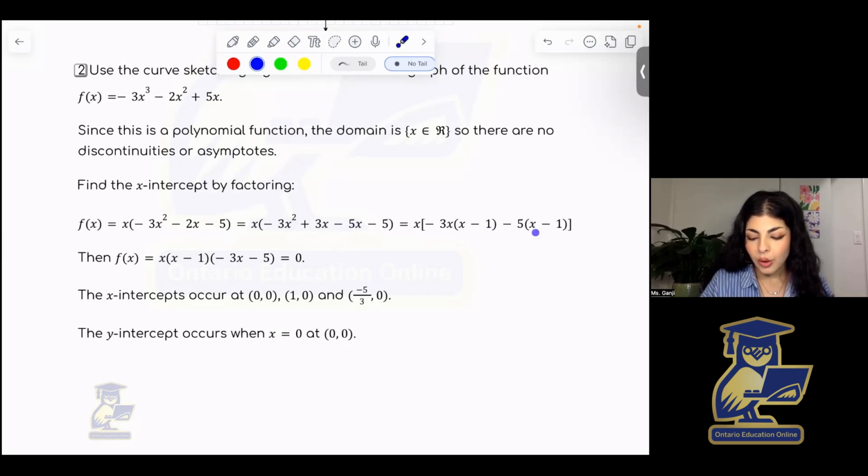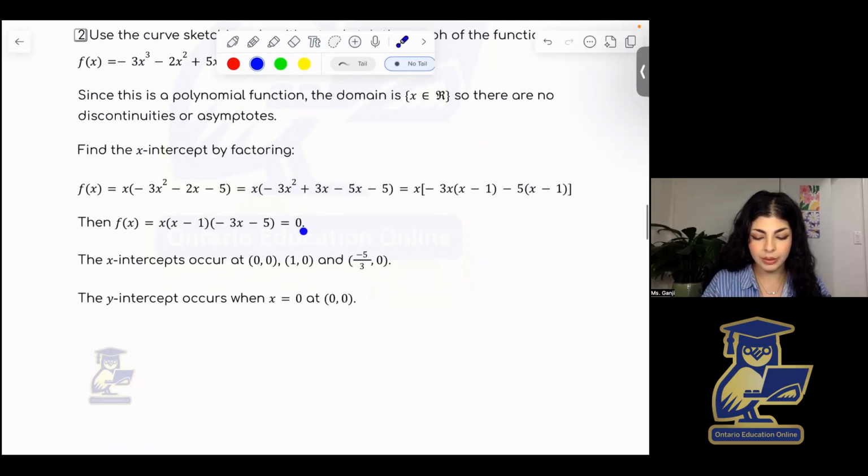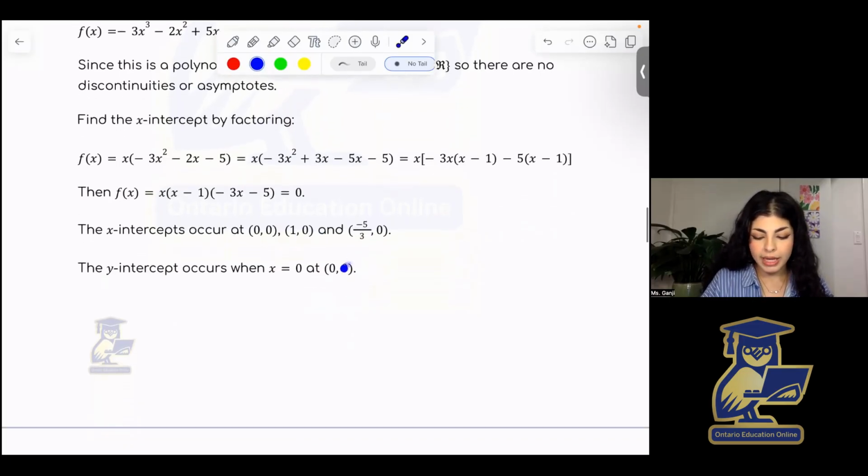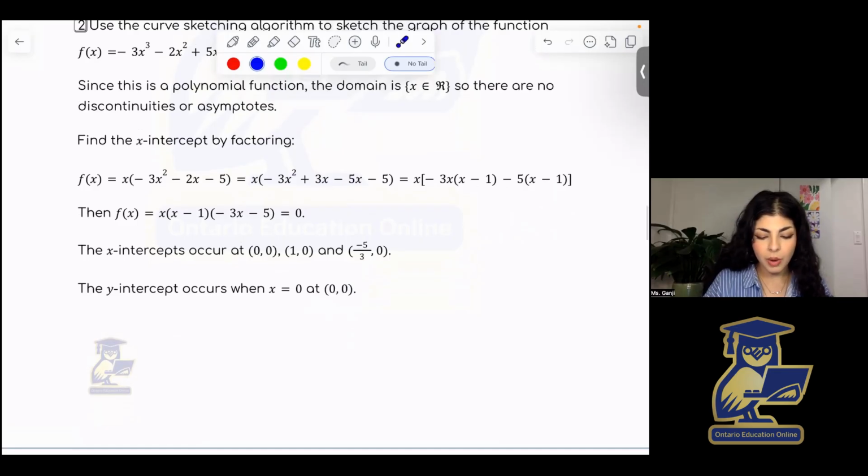And so factoring these two out, I can have that x minus 1. So I can factor x minus 1, and I'm left with -3x minus 5, which is equal to 0. So now I have three x-intercepts, which occur at (0, 0), (1, 0) from here, and (-5/3, 0). And of course, my y-intercept is going to be when x is 0.